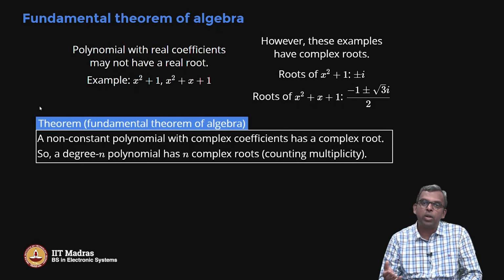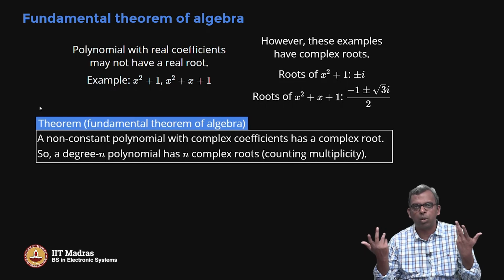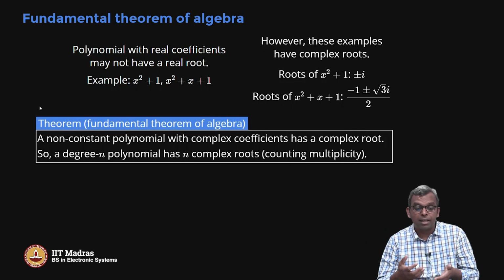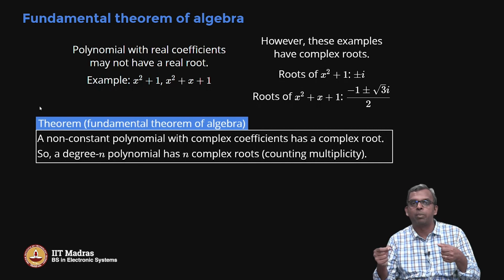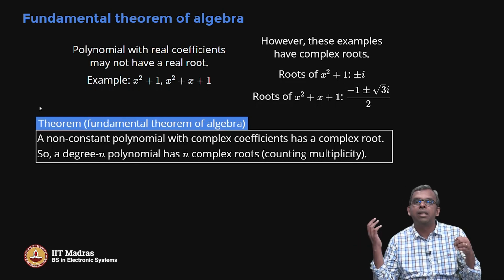Now, what do I say? Counting multiplicity, some of these roots may be repeated. You may have the same root appearing again and again, that is okay, we do not have control over that. But because every non-constant complex polynomial has a complex root, you are guaranteed that you can find n roots using this method of repeatedly factoring and finding. You may find the same root twice, that is allowed, but generally you can find n complex roots. So, that is the power of the fundamental theorem of algebra.